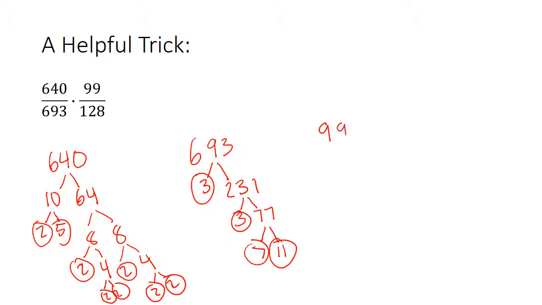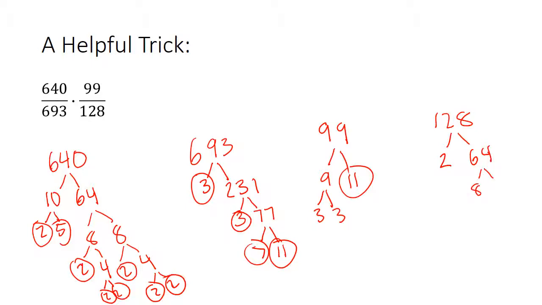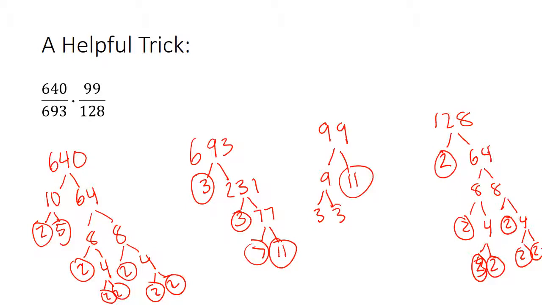Okay, this one, 99. That's 9 times 11. 11's prime. And 9, that's just 3 times 3. And then let's look at 128. Okay, so that's divisible by 2 for sure. So that would be 64. And then that's 8 times 8. So we have 2 times 4. 2 times 4 again. And then both of those 4s are 2 times 2. We'll circle all of our prime factors.